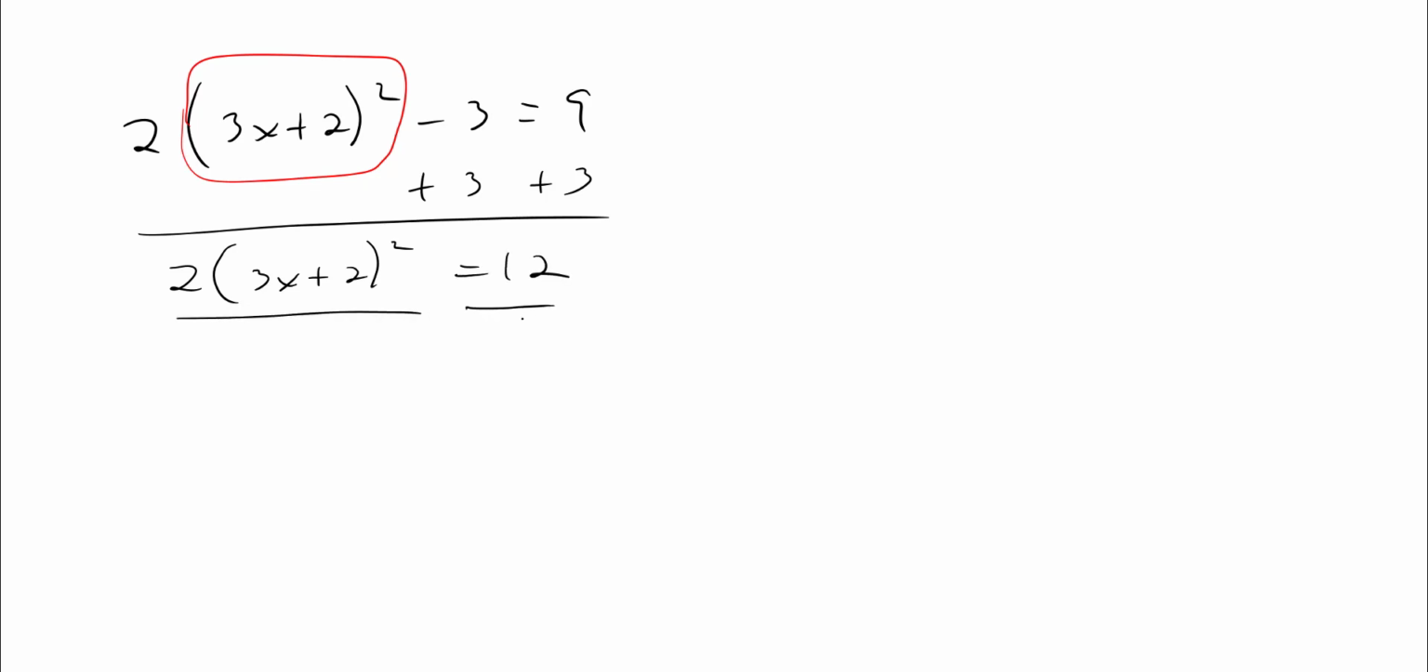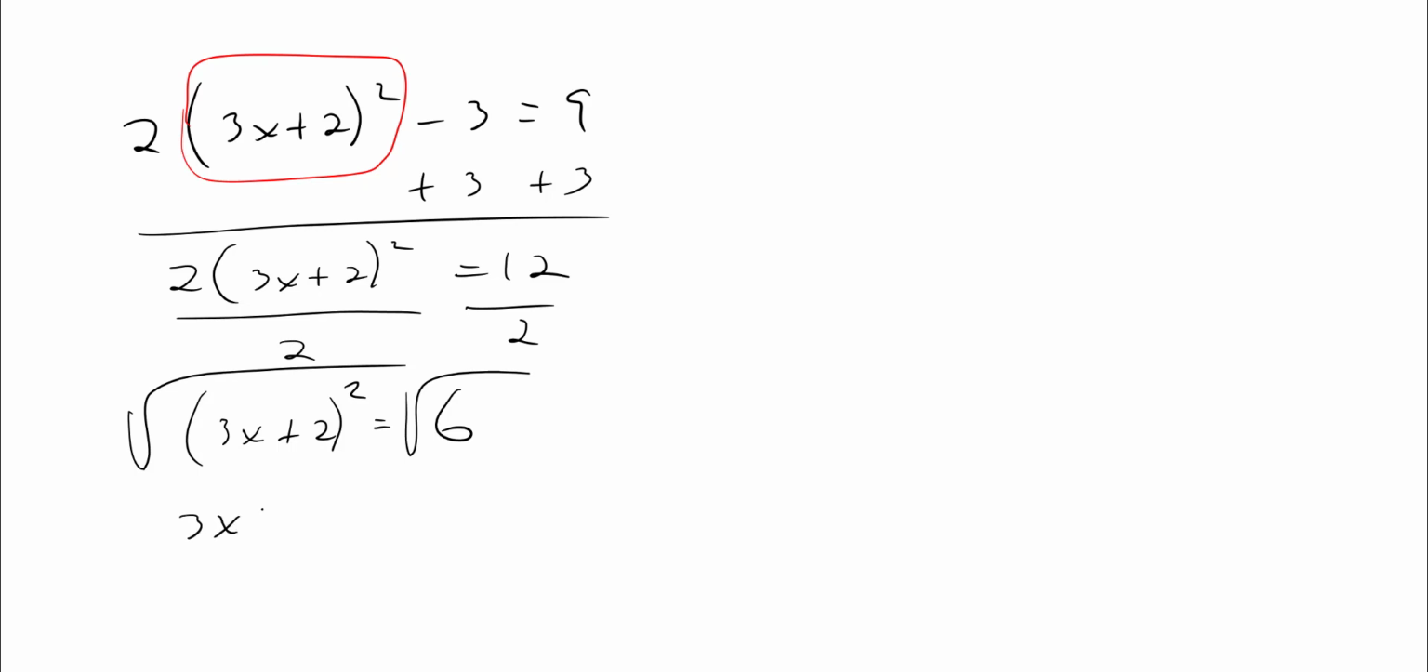And then I'm going to divide by 2. So 3x plus 2 squared is equal to 6. Okay? Oops, that's squared. Okay, so this is like back in the day. So what I'm going to do is take the square root of both sides. So I get 3x plus 2 equals plus or minus root 6. And I know they're not whole numbers because root 6 is not a perfect square.